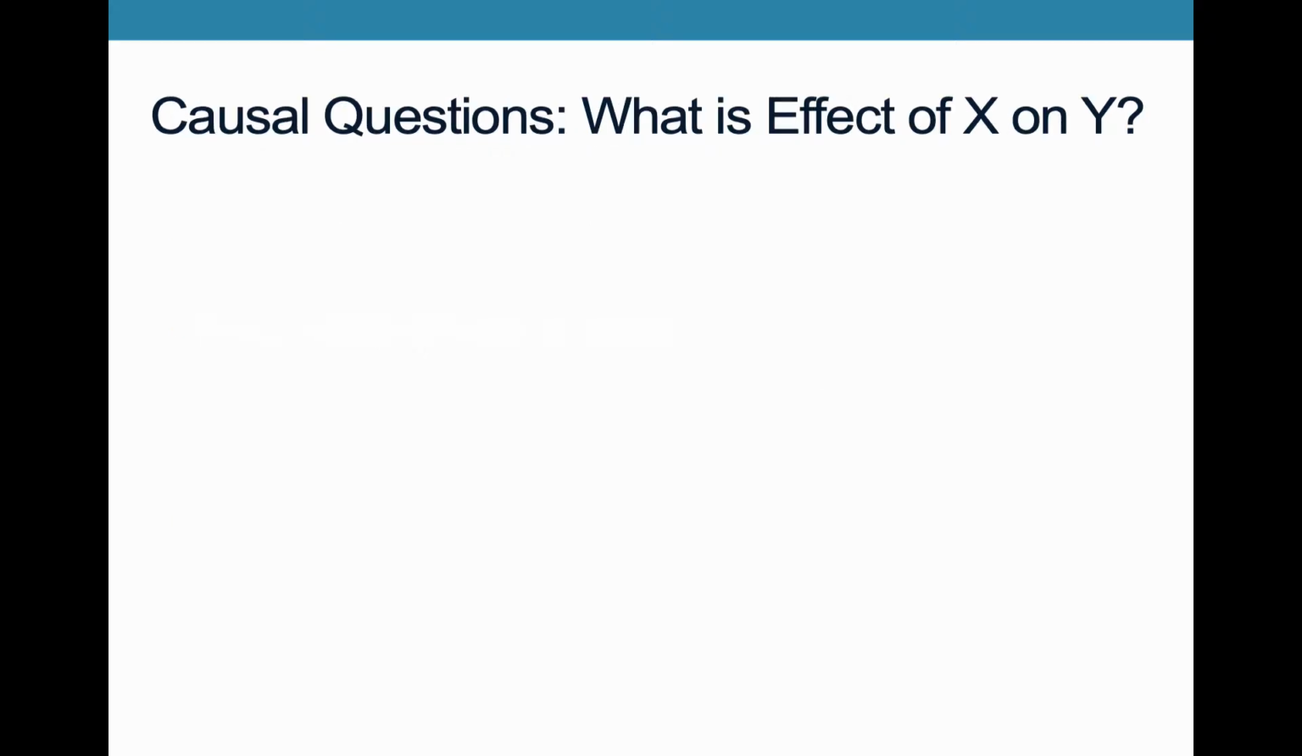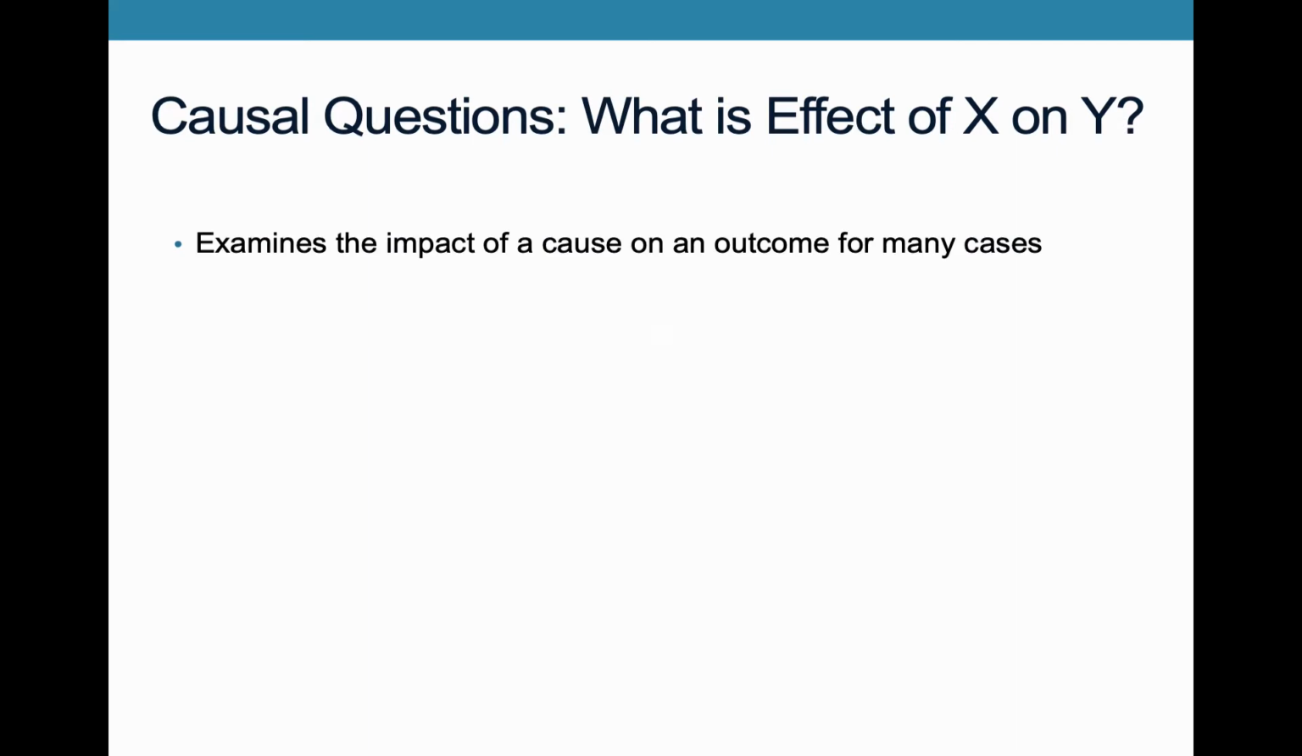The second kind of question is also a causal question, but it's framed differently. And so for this question, you look at, well, what's the effect of some sort of cause on an outcome? What's the effect of X on Y? Here, we're looking at the precise impact of one cause that we're isolating on an outcome, but for lots of cases. So you might take that similar interest you have in violence in Central America and say, well, what impact does having been victimized, having yourself been robbed or assaulted, or having a family member be assaulted or robbed, have on rates of political participation?